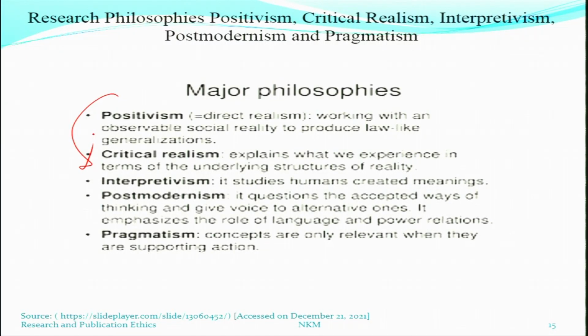Coming to the second theory, that's critical realism. Critical realism explains what we experience in terms of the underlying structure of reality. First you have observation, and after observation you have the experience of the entity, whatever you want to research, and then you have the critical point of view, where you adopt different points of view. A first-person point of view is also involved in critical realism.